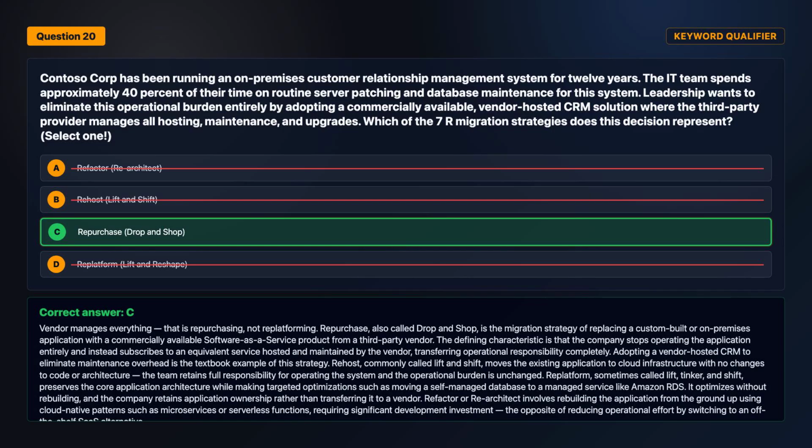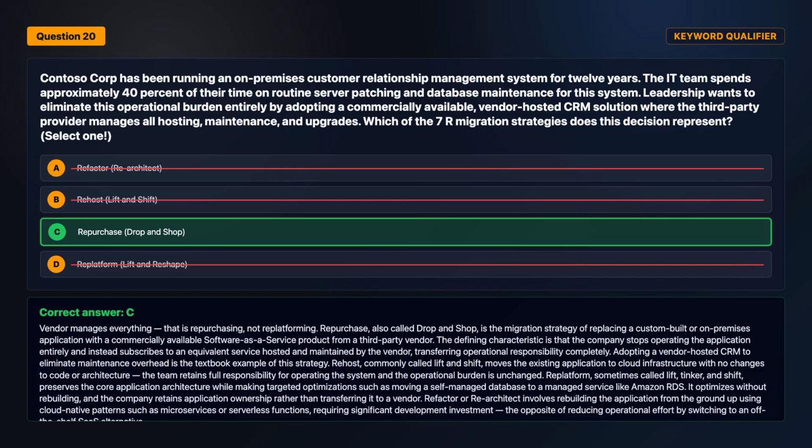The correct answer is option C. Vendor manages everything. That is repurchasing, not replatforming. Repurchase, also called drop and shop, is the migration strategy of replacing a custom-built or on-premises application with a commercially available software as a service product from a third-party vendor. The defining characteristic is that the company stops operating the application entirely and instead subscribes to an equivalent service hosted and maintained by the vendor, transferring operational responsibility completely. Adopting a vendor-hosted CRM to eliminate maintenance overhead is the textbook example of this strategy.